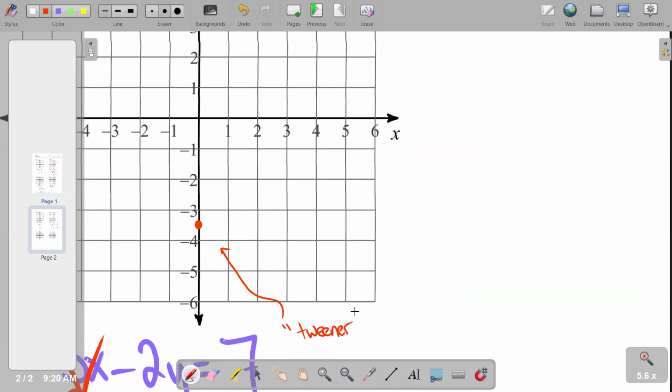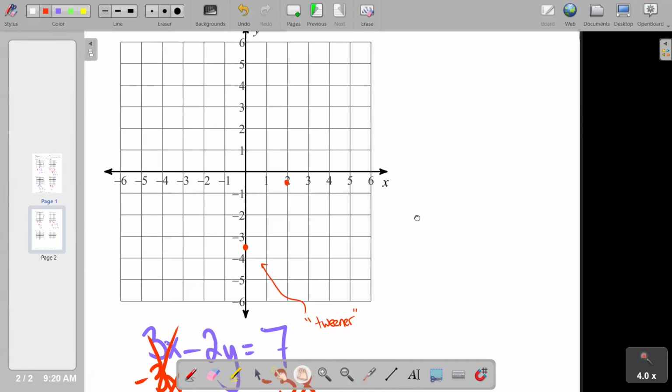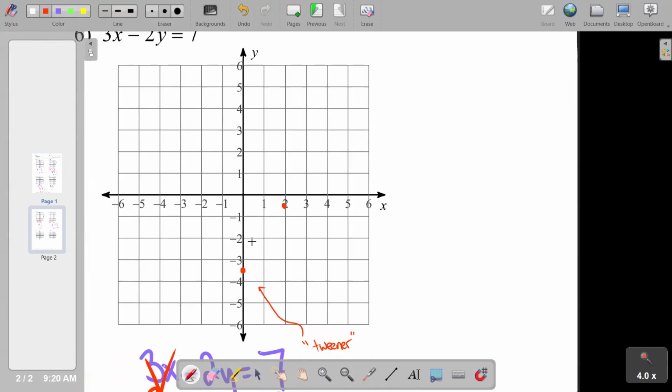So my thinking is this: if you start me on a tweener and I go up 3 and right 2, I'm going to end on a tweener. Every point that I graph is going to be a tweener, right? So I'm going to go up from here, kind of watch my pen. 1, 2, 3, 1, 2. Look, I'm on another tweener. You follow? And we're going to keep getting those tweeners as we continue our journey.